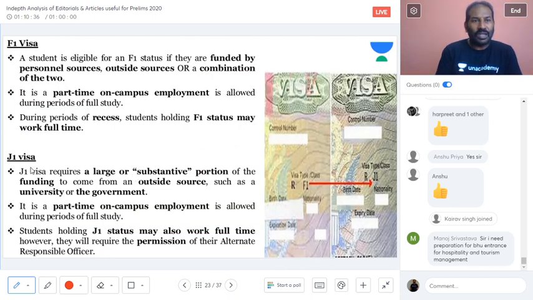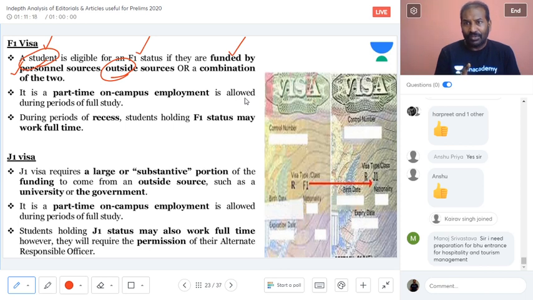And then you also have the F1 visa. F1 visa is generally for students. When you have the F1 status and you are getting into the US as a student, you have to be funded by your personal sources and also outside sources. Please do understand F1 status. If you are entering any of the universities in the US as a student, you can go ahead with having the F1 status.